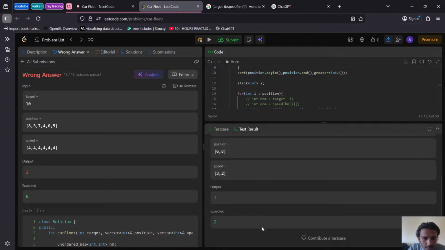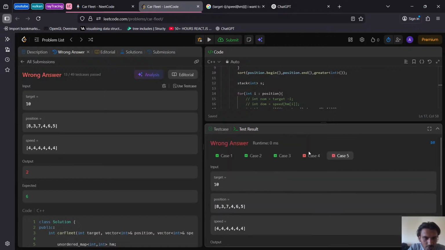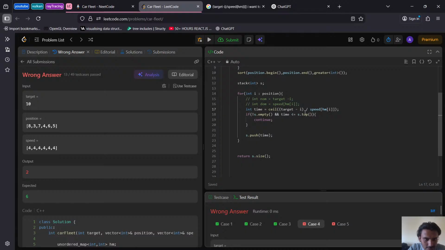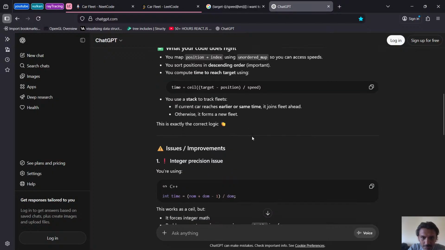And now we are getting it. Still, we are getting an error 4.2. We are getting output as 1. For this 06, we are getting output as 1. So using this target minus position, that is CI divided by speed.